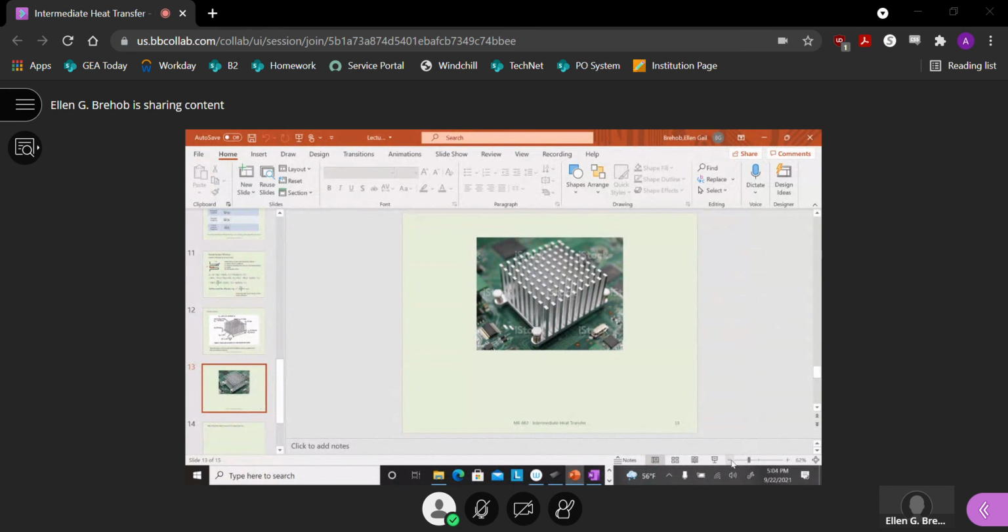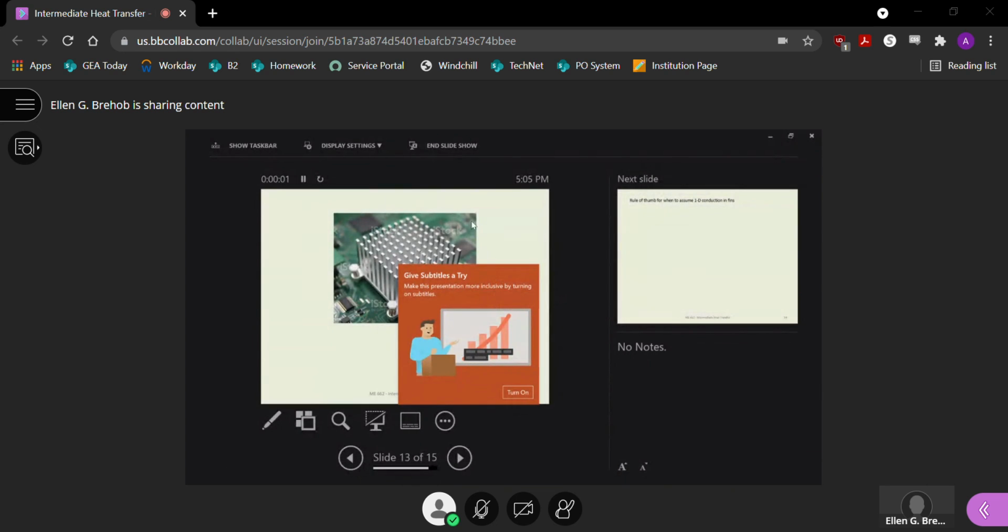This is not in your slides, okay? And I thought about adding it, but I did not. So this is an example of a fin, and actually it looks a lot like one I had the very first day of class when we started talking about fins.